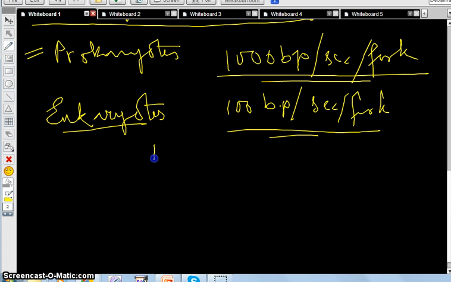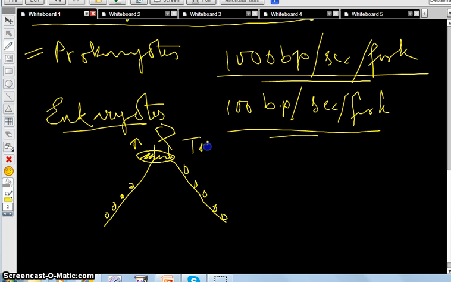If we remember, this was the replication fork, and this was the SSB, single stranded binding protein, bound here on the single stranded DNAs, preventing them from recoiling. And this is my helicase enzyme running towards this side and producing supercoiling. This is the place where supercoiling is generated, and the topoisomerase 1 enzyme removes this supercoiling.